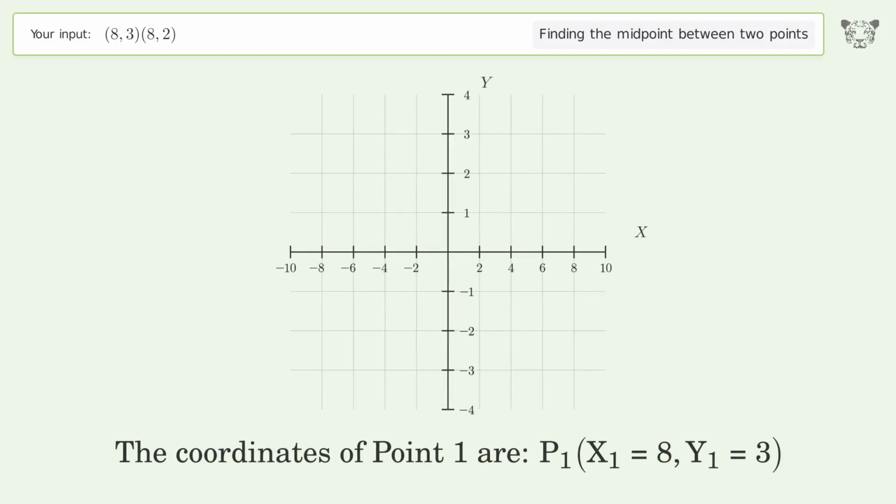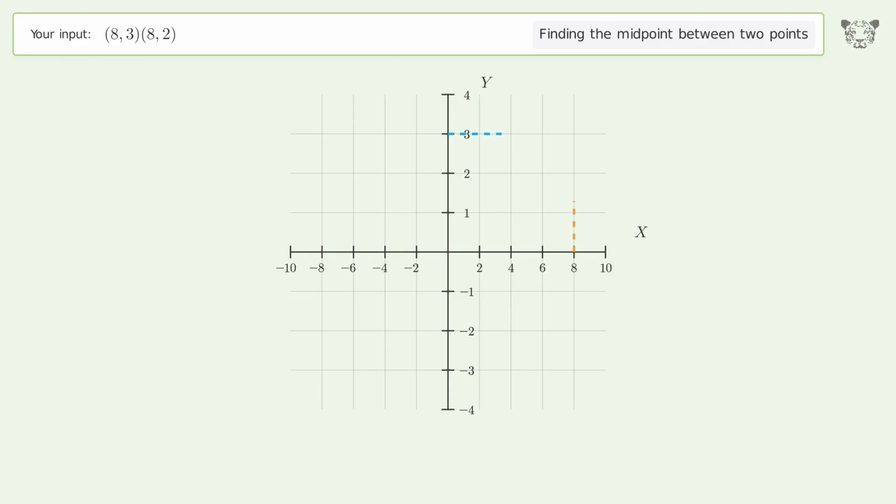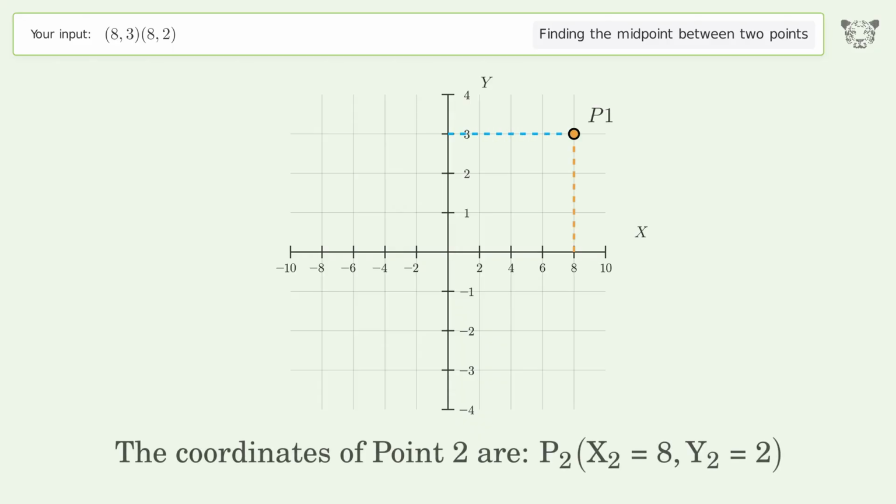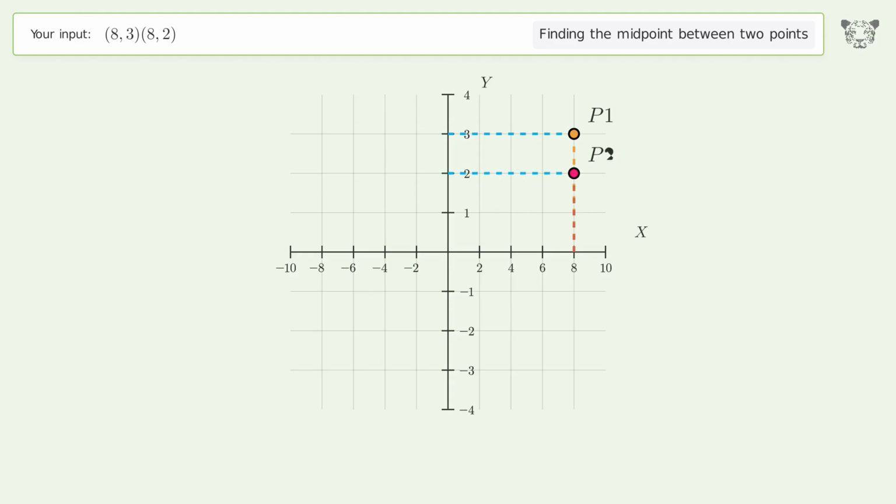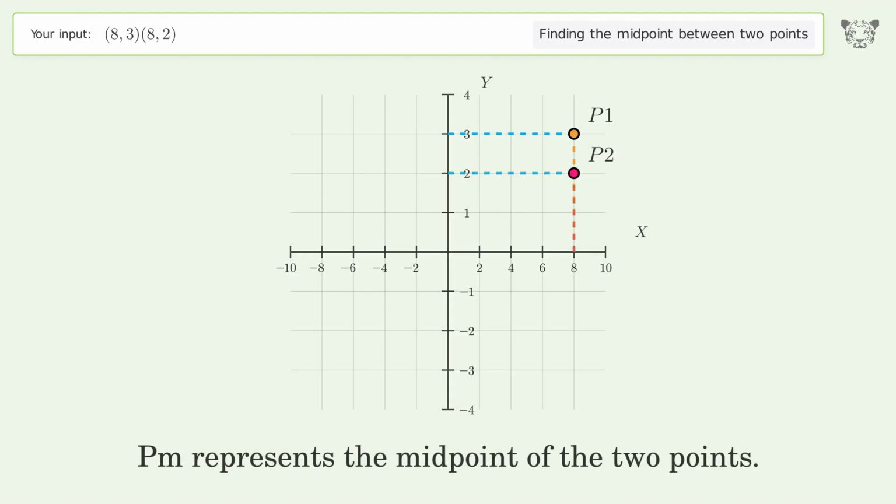The coordinates of point 1 are x1 equals 8, y1 equals 3. The coordinates of point 2 are x2 equals 8, y2 equals 2. PM represents the midpoint of the 2 points.